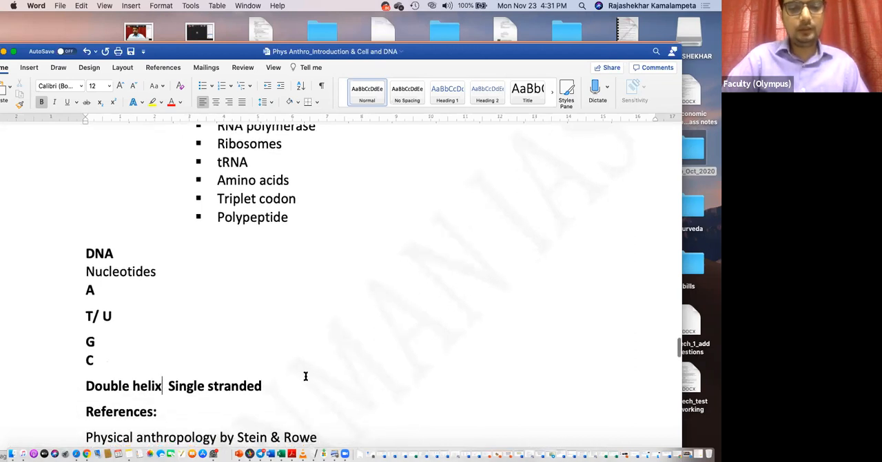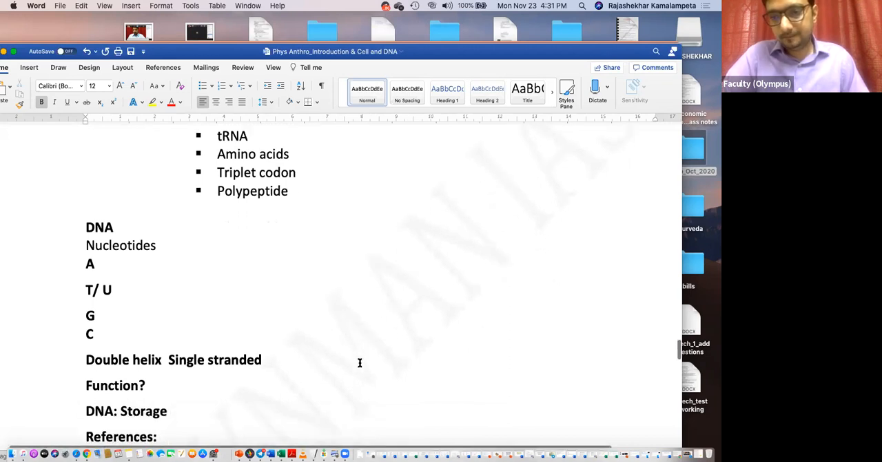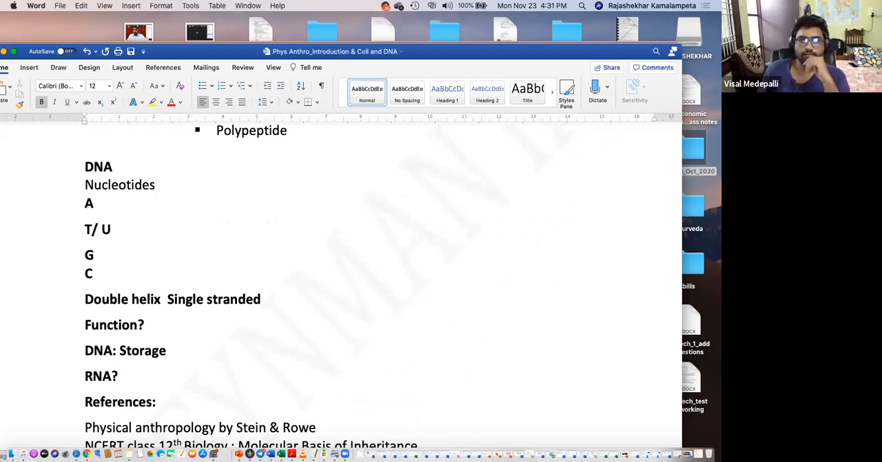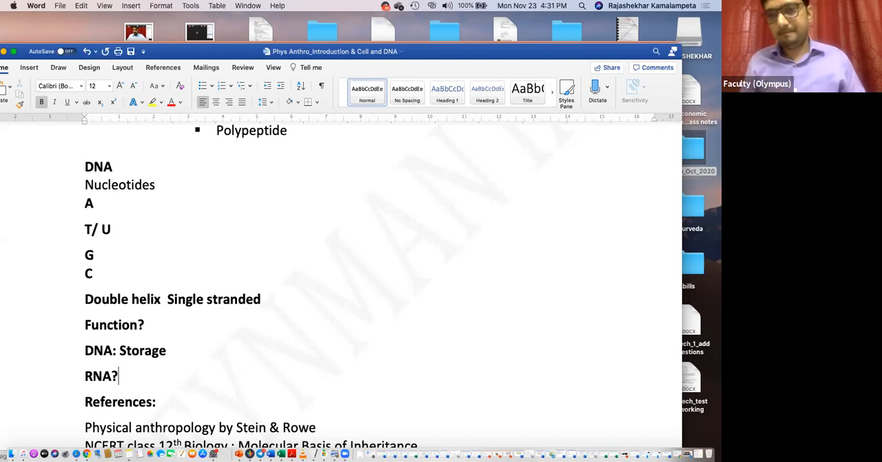So the last point here, DNA and RNA differ in terms of their function. What is the function of DNA? DNA is a storage material. It stores the instructions that we receive from our parents. Correct? What about RNA? What are the functions of RNA? It transfers information. It takes the information from the nucleus to the cytoplasm. It makes a copy, more or less, similar to what we talked about in DNA replication.